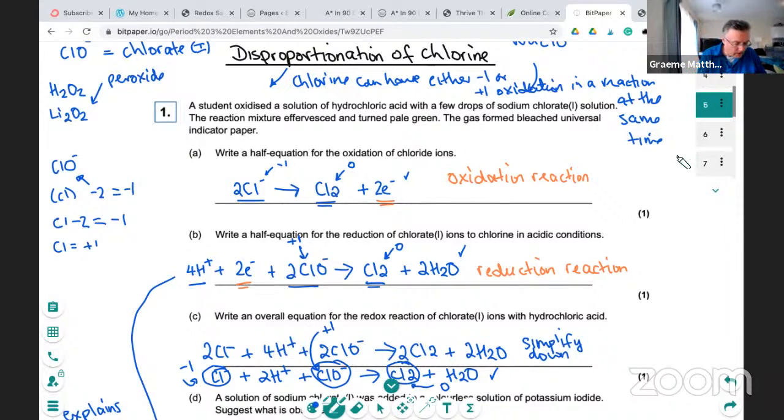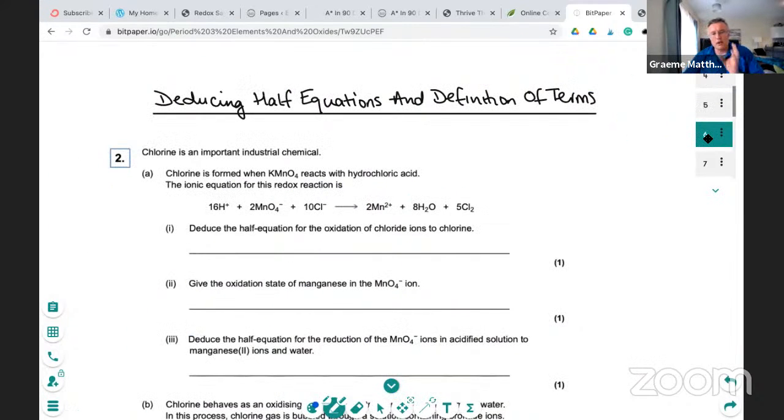All right then, so hold on, I've opened up into the screen here on my trusty iPad. Okay, let's move on to question 2. All right, so this one, let's see, deducing half equations and definition of terms. We did half equations in that last lesson, I think it was. Deduce the half equation for the oxidation of chloride ions to chlorine. Oh, well, that's easy, right? Because we just did that one.